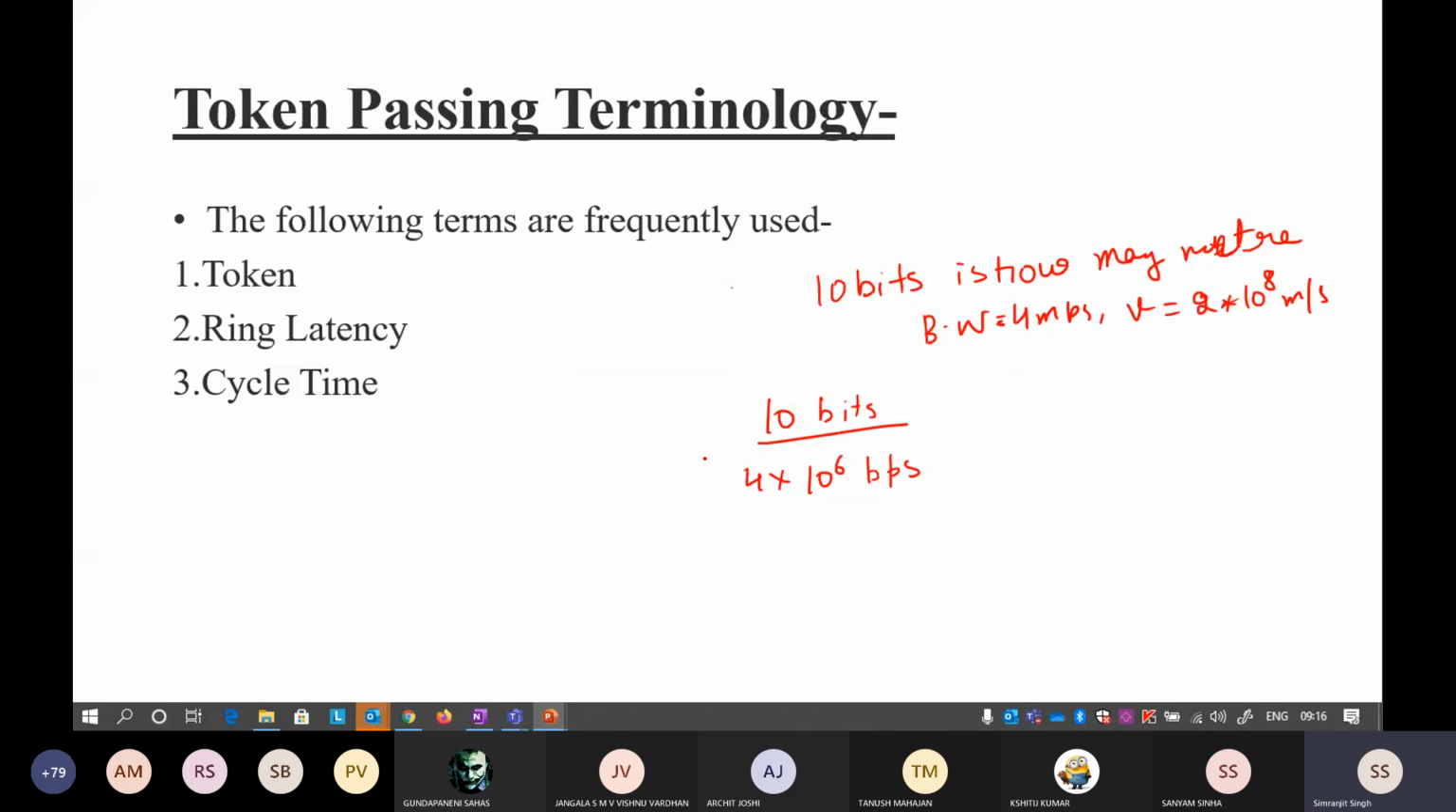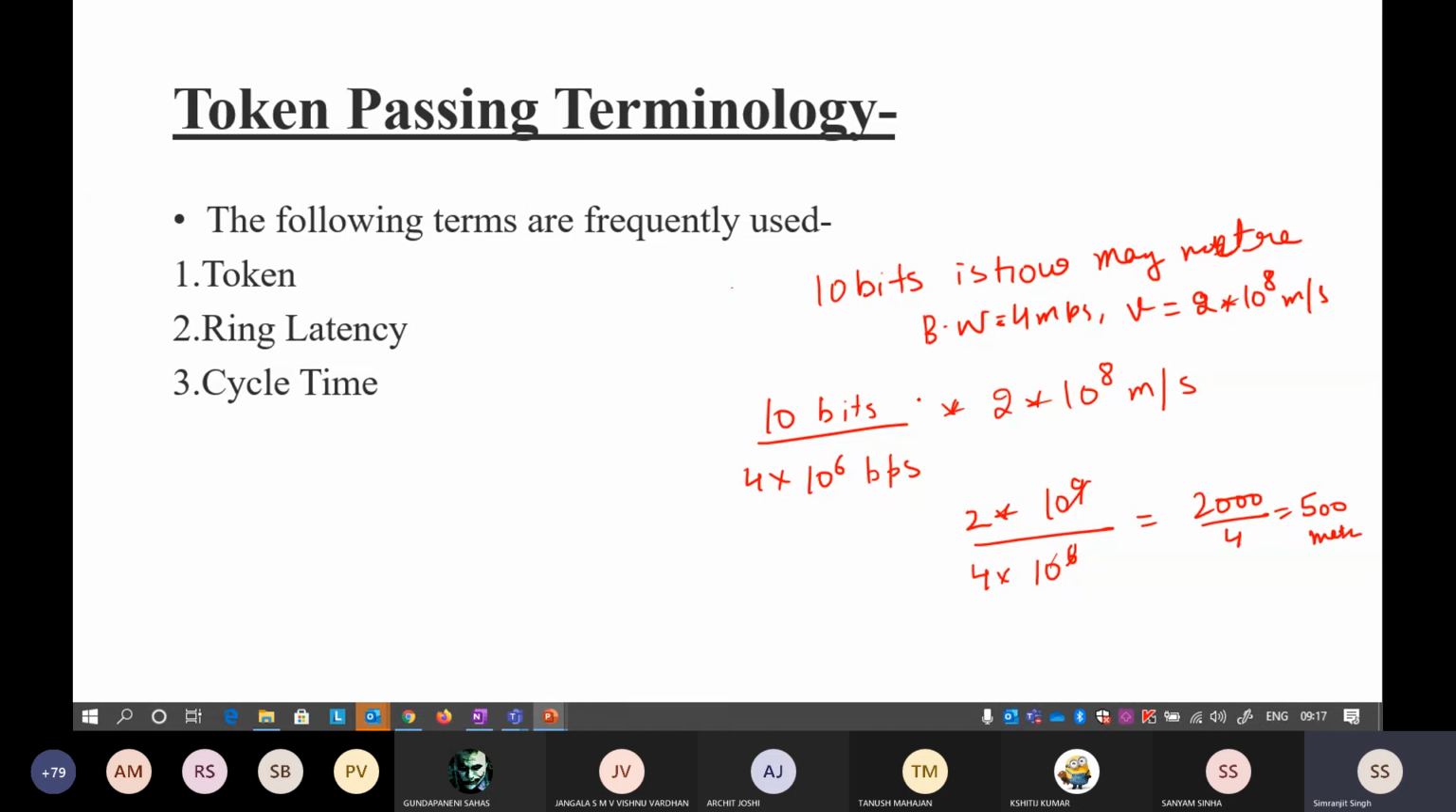So what is the velocity here? Velocity will be 2 into 10 raised to power 8 meter per second. So you can easily find it out. So 10 bits, it is 2 into 10 raised to power 9 over 4 into 10 raised to power 6. If we cancel it out, it will be 2000 over 4, so around 500 meters.